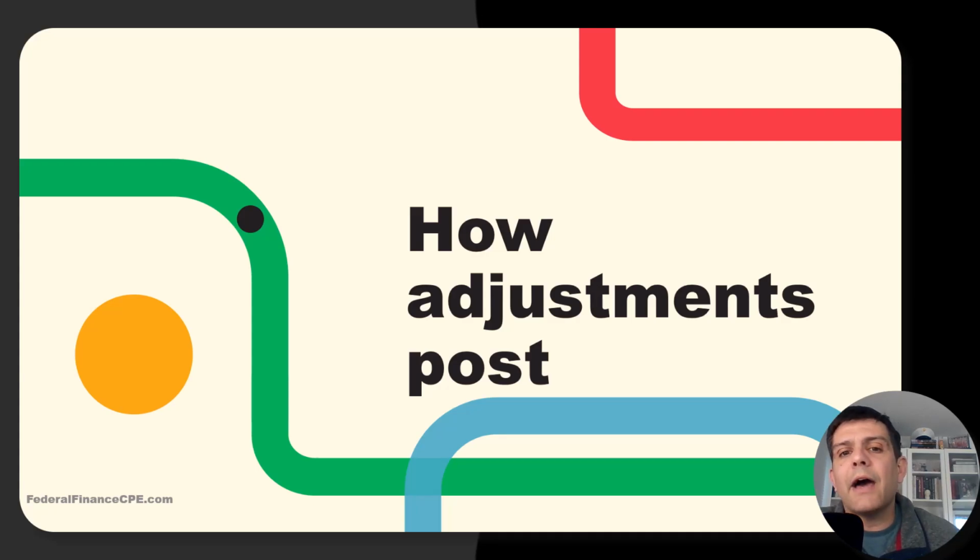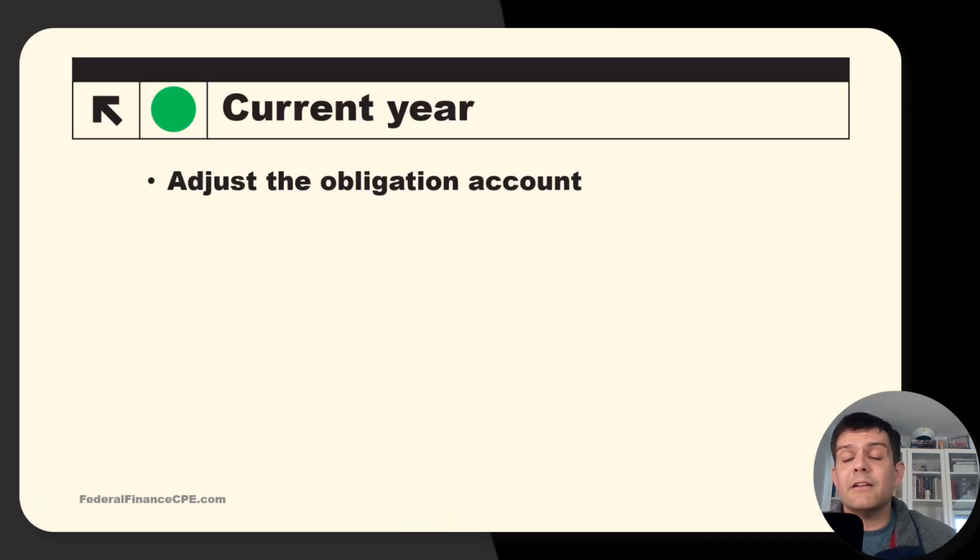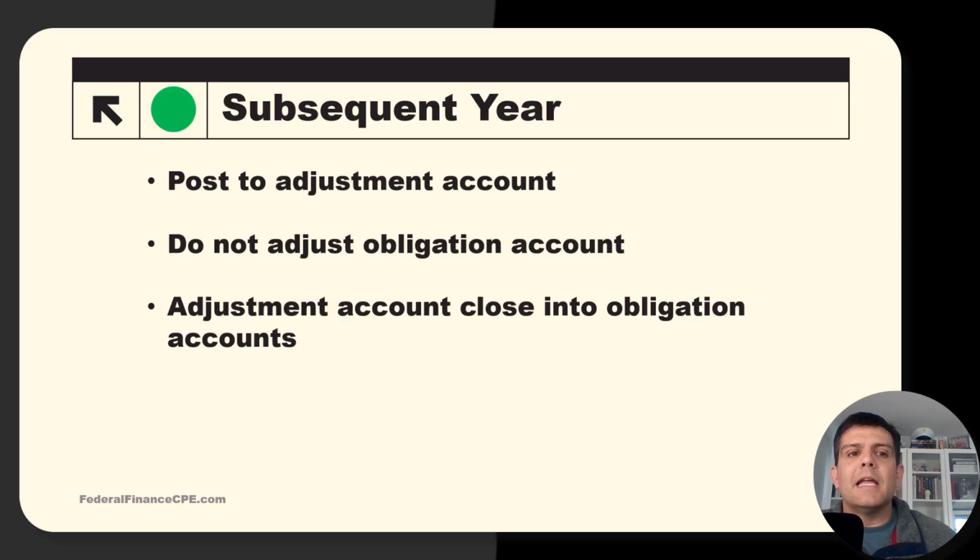So now you ask yourself, how do you post? So if it's in the current year, as we mentioned before, you just adjust your obligation account. Is it a 4801 where you need to correct or update a budget object class? Just make that change, not a big deal. Now, if it's a year subsequent to your obligation, you're going to have to post to your adjustment account. Is it an upward? Is it a downward adjustment, depending on the situation? What you need to not do is do not post to your obligation account. That account stays as it is, not for adjustments.